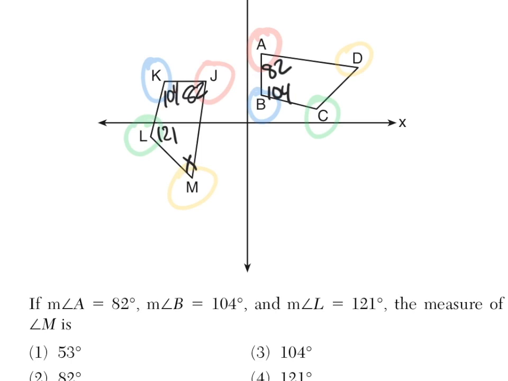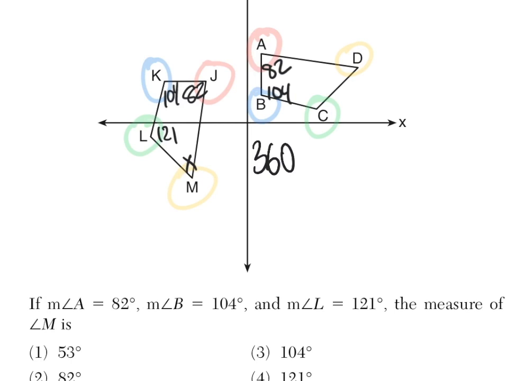And how do we figure out the angle measure of M? Well, I remember that the sum of the interior angles of a quadrilateral add up to 360. What we can do is we can subtract 121, 104, and 82 from 360, and what's left over will be the angle measure of angle M. All right, so let's do that together.